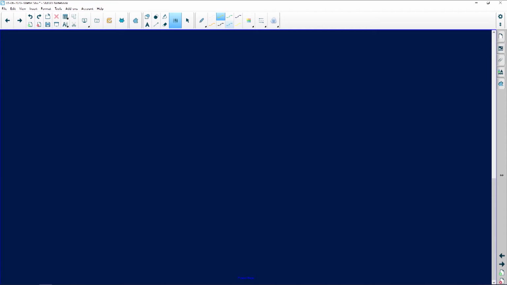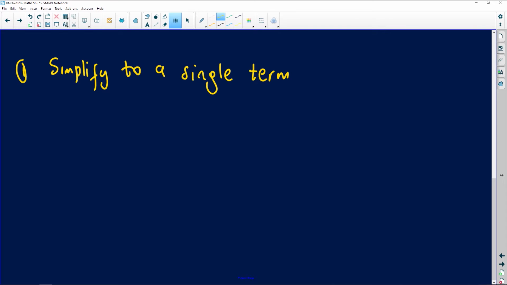They say to us here we need to simplify to a single term. Let's go there. Let's go. Simplify. Okay. Simplify to a single term. We need to simplify this to a single term. Okay. Now, when I simplify this to a single term, let's see. What exactly am I simplifying?